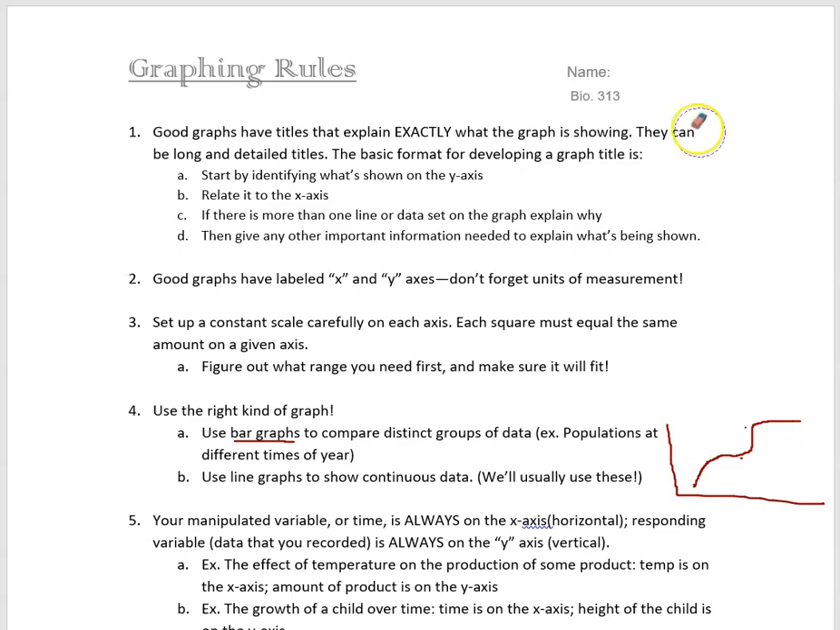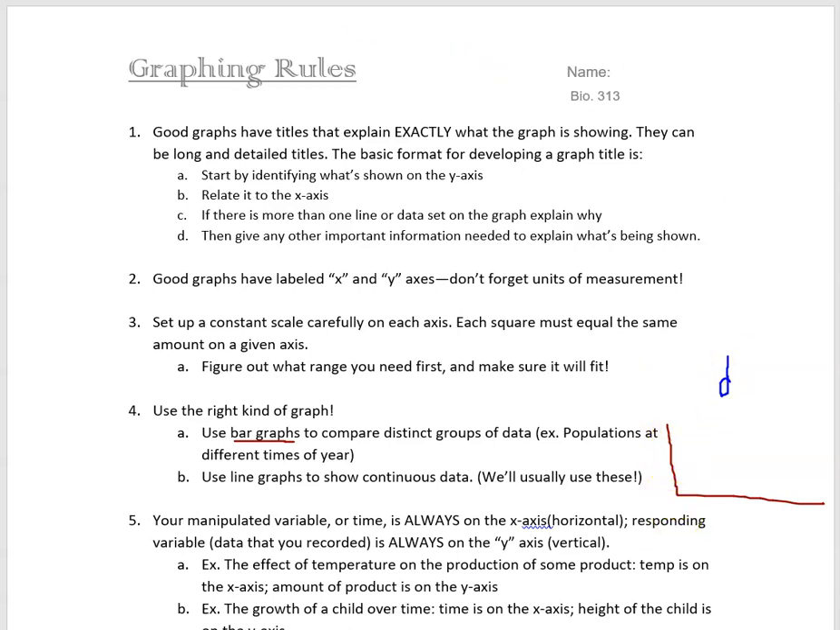Number 5, your manipulated variable or time always goes on the x-axis. Okay, this is your x-axis here, and the data that you record, the responding variable, always goes on the y-axis. You probably don't quite know what manipulated and responding variables are yet, but just remember D for data, okay? D has a vertical line on it, so the data that they recorded goes on the vertical axis.